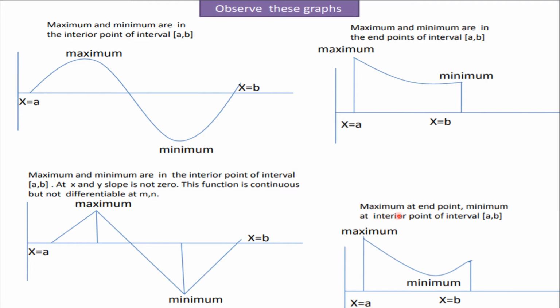Similarly, maximum at an endpoint, minimum at an interior point of the interval. See here, if you observe this graph, the maximum value is at the endpoint. What are the endpoints here? a and b. These 2 points are endpoints of the closed interval [a, b]. So it has its maximum at the endpoint a, but the minimum at an interior point of the closed interval [a, b]. Understood this point, my dear children?